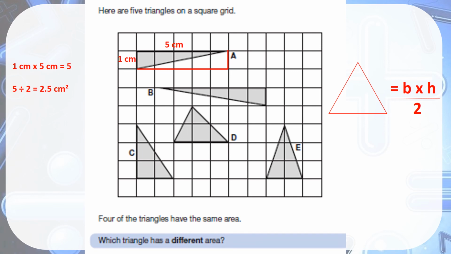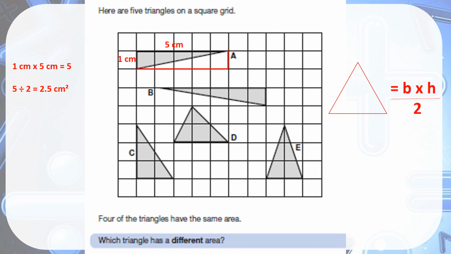Okay, so looking at the next question then, here are 5 triangles on a square grid. So straight away we know that we are going to be dealing with area of a triangle. Now the way that we do this, if you look to the right hand side of your screen, you can see that the area of a triangle is base times the height divided by 2. But an easier way to think about it is, if you look at the top shape, that triangle is exactly half of a rectangle. I've drawn my rectangle with a red line so that you can see it. So that means that I can find the area of that rectangle, and then in order just to find the area of the triangle, I would half it.